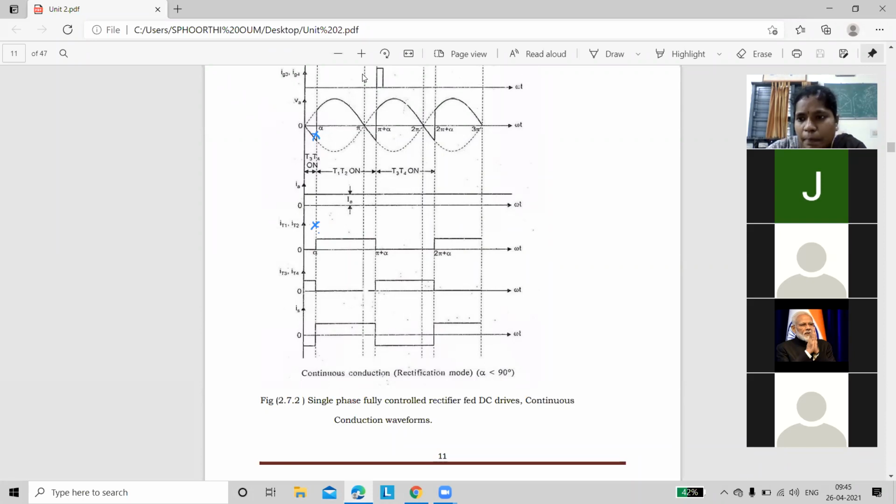Please respond. Some people are asking a doubt. Please explain the waveforms of IT1 and IT2. I'm saying this IT1 and IT2 are current flowing through the thyristors T1 and T2. At some instant, current is flowing means during that instant, our thyristor is in on state or off state.